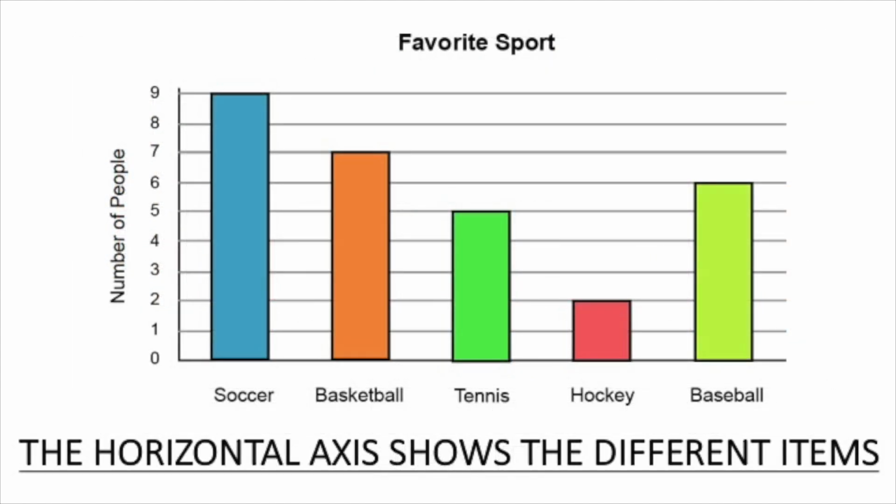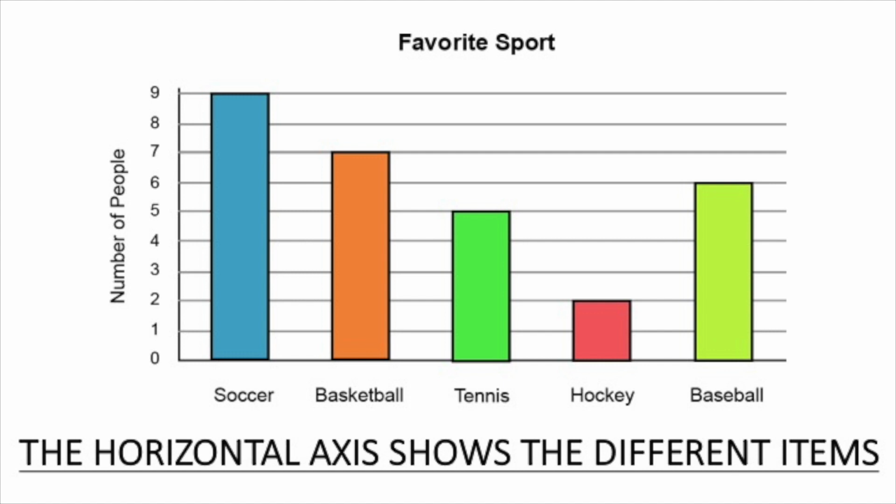The horizontal axis shows the different items. For example, this bar chart is about favorite sports. So what can we see here, guys? Soccer, basketball, tennis, hockey, baseball. And the vertical axis, which is the one going up the side, shows the number of people.